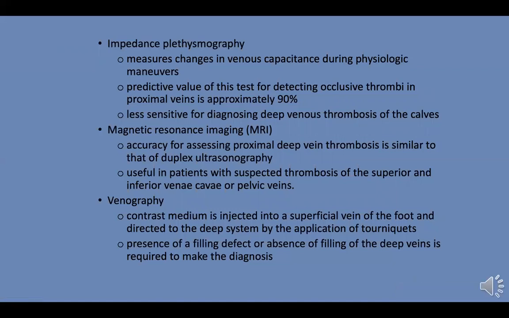Other modalities in the diagnosis of DVT: impedance plethysmography. This measures changes in venous capacitance during physiologic maneuvers. The predictive value of this test for detecting occlusive thrombus in proximal veins is approximately 90%, but this is less sensitive for diagnosing DVT of the calf. Magnetic resonance imaging is also used. The accuracy for assessing proximal DVT is similar to that of duplex, and this is useful in patients with suspected thrombosis of the superior and inferior vena cava or the pelvic veins.